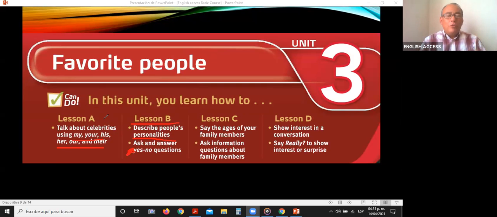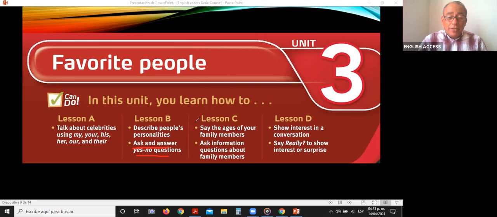Today at the end of the class you are going to have a good grasp, a good understanding about the use of the possessive adjectives. We are going to review the possessive nouns. Then we are going to review a little bit about describing people's personality using the word like, that in this case helps us to ask about personalities. Then we are going to move on to learning how to ask and answer yes/no questions.